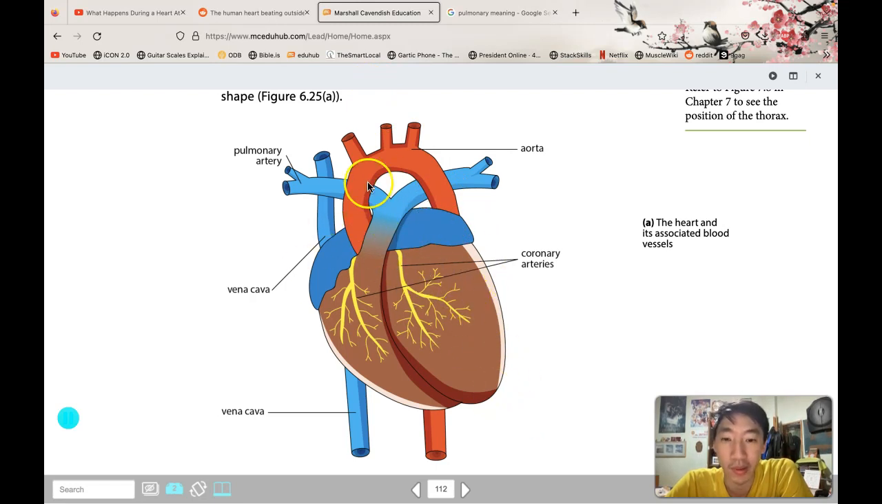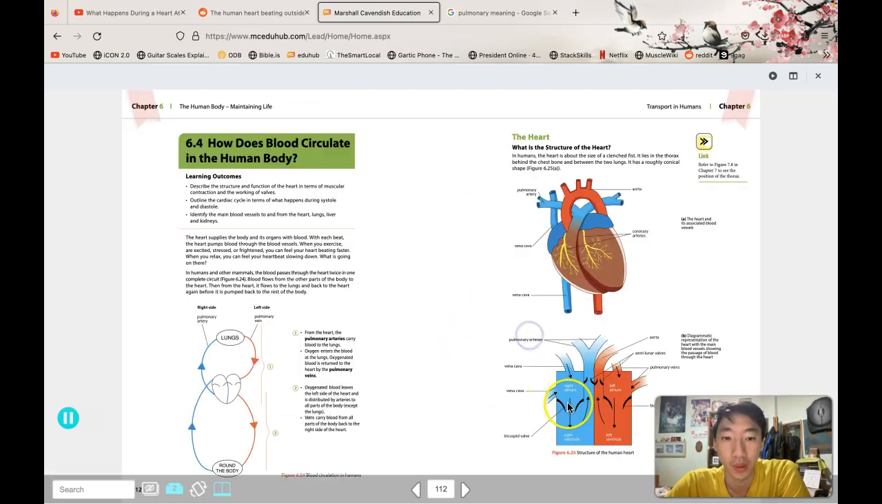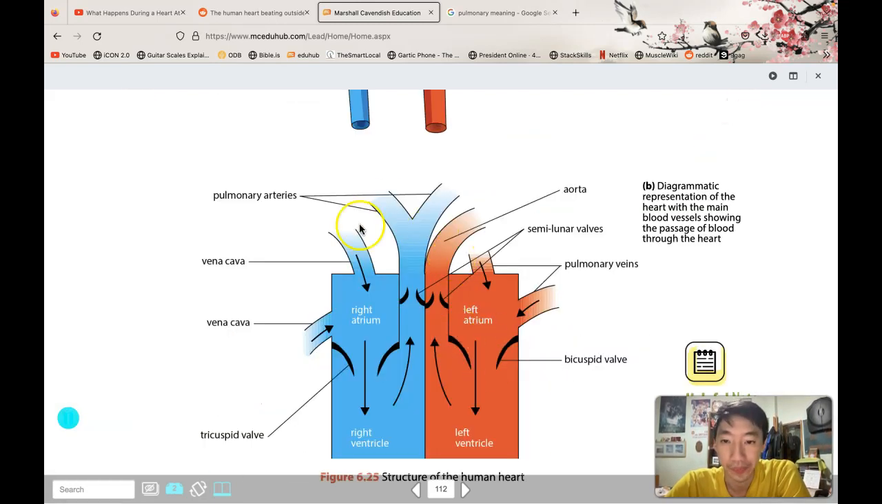Besides all these blood vessels, there are also the coronary arteries that are connected just at the bottom of the aorta. They actually provide the heart itself with enough blood, oxygen and glucose so that the heart will continue to beat. Okay, so this is a diagram. It's not accurate. It's not how it looks like in real life, but it's just a helpful diagram to understand.